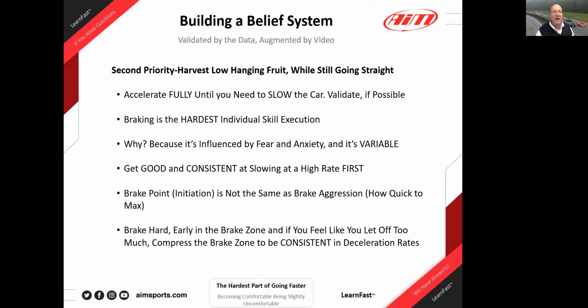Accelerate fully until you know you need to slow the car. Accelerate right up to the brake point. Validate with throttle position and brake pressure overlaid on the same strip chart if possible. Braking is the hardest individual skill execution. Why? Because it is influenced by your mind and by your fears and your anxieties and this idea of cartwheeling balls of fire going off the racetrack.